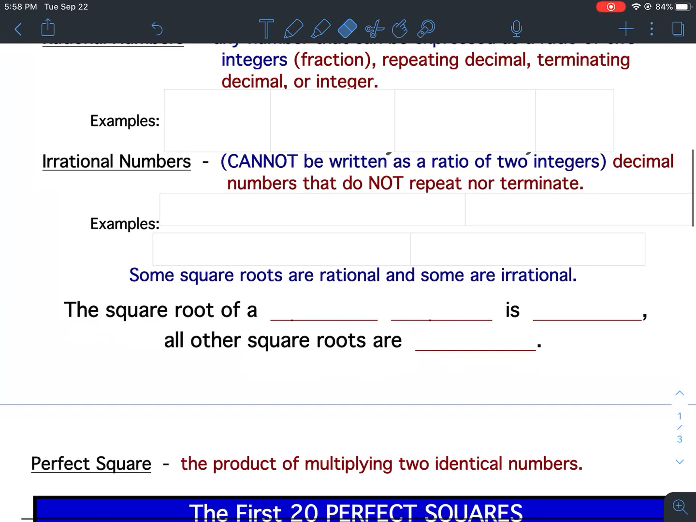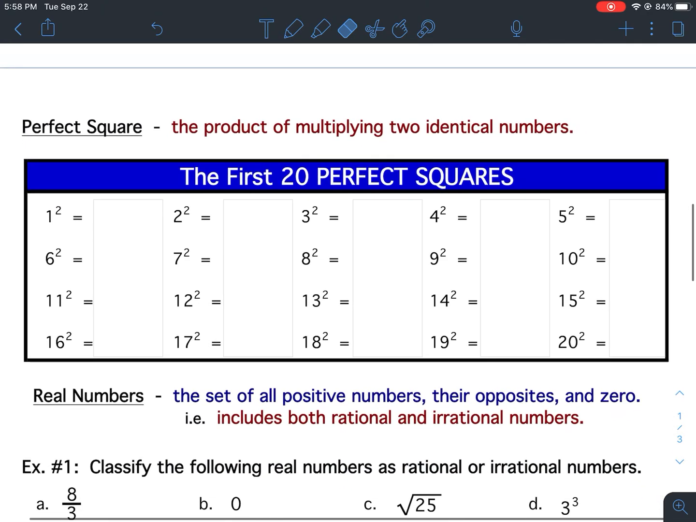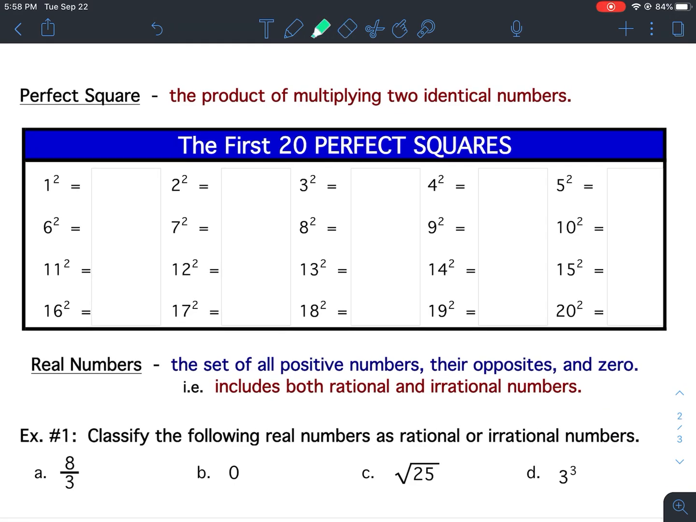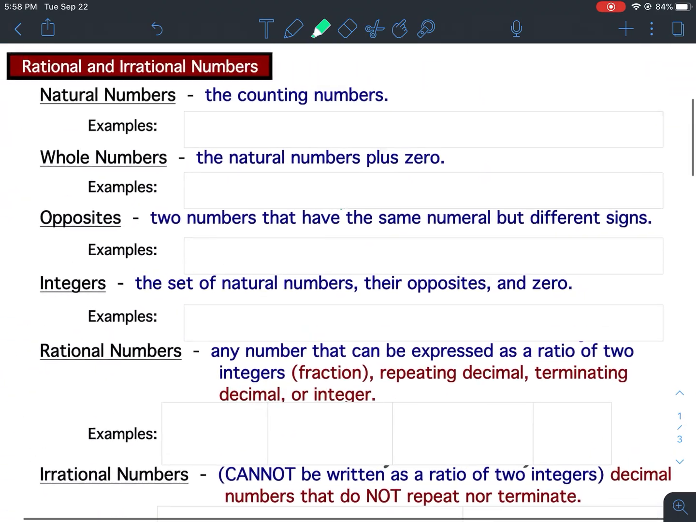All right, you have one more definition to get before we can proceed, and that's your definition for real numbers. So go ahead and get that written down. Okay, now that you have all the definitions, we're going to talk about these ones.